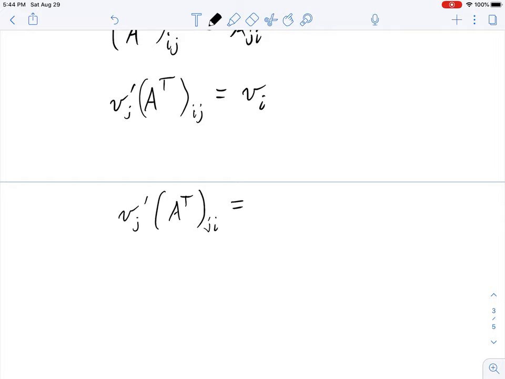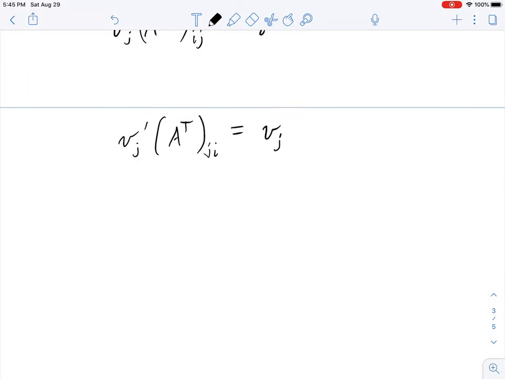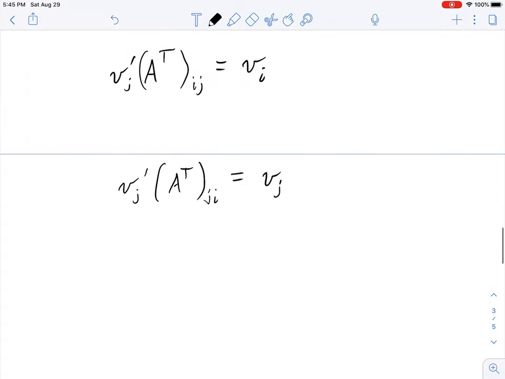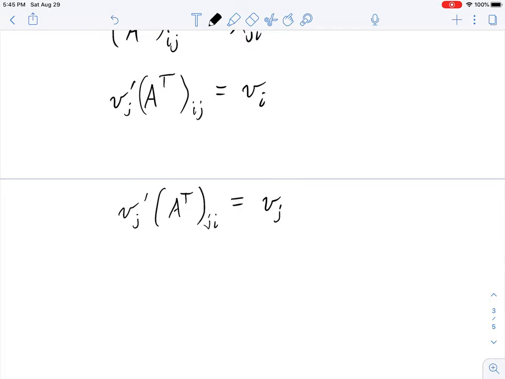Is equal to, and that's going to be now VJ. All right, so we can multiply through. I'm looking at my notes here. Yeah, that'll work. Can multiply through by the inverse transpose then. Oopsies. That's gotta be an I there.